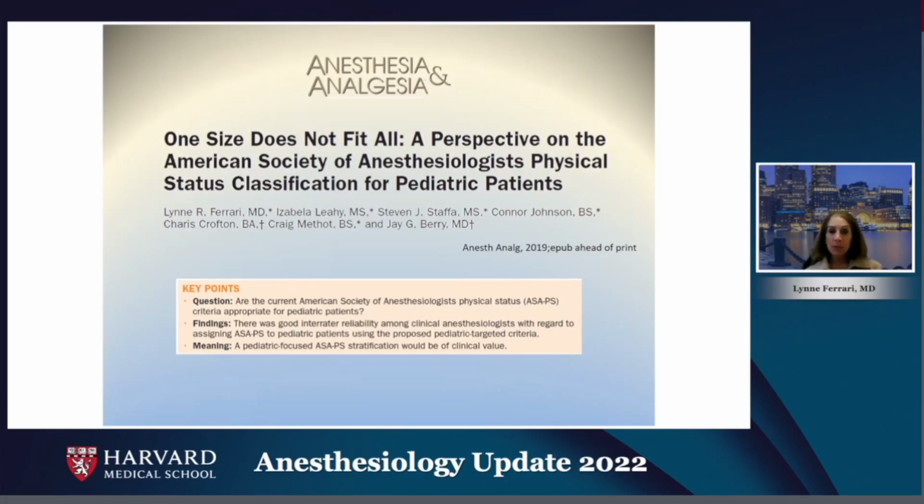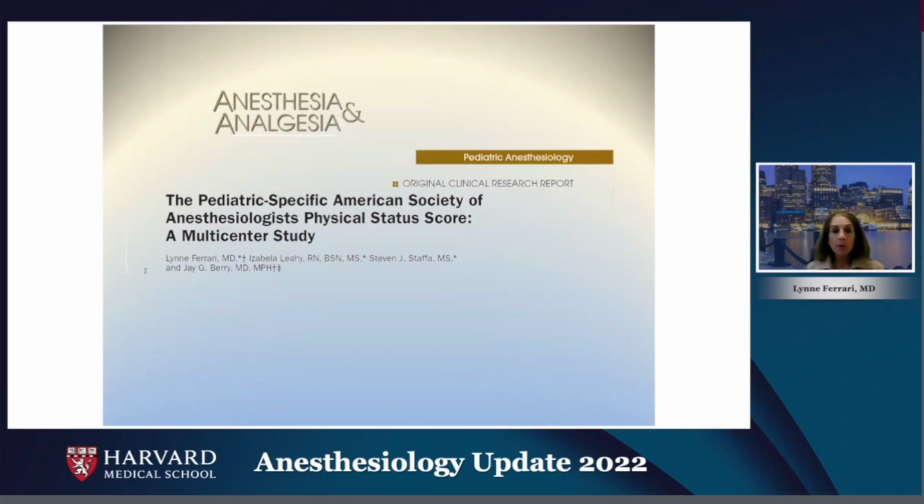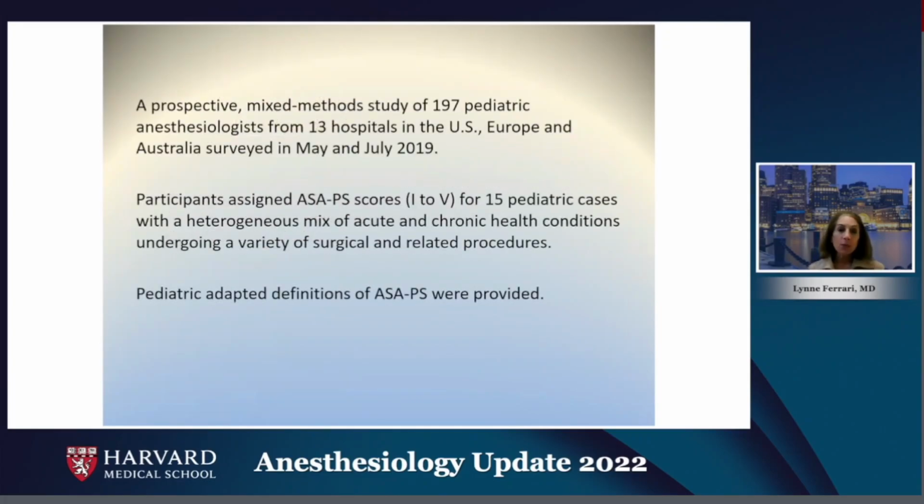But we realized that our work was all based in one single institution. And maybe we at Children's Hospital were just not very good at determining ASA physical status classification. So we embarked on a multi-center study that included both national and international providers. We did a prospective mixed method study of 197 pediatric anesthesiologists from 13 hospitals in the United States, Europe, and Australia. And we surveyed them twice, in May and July of 2019.